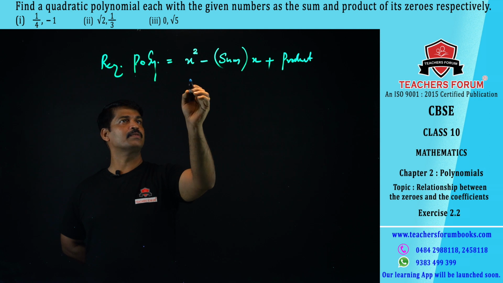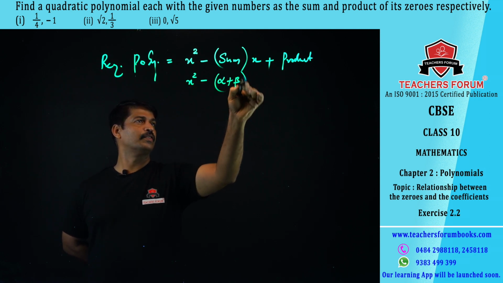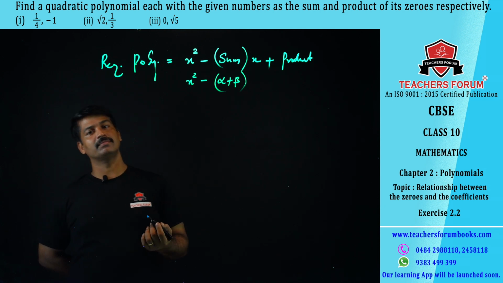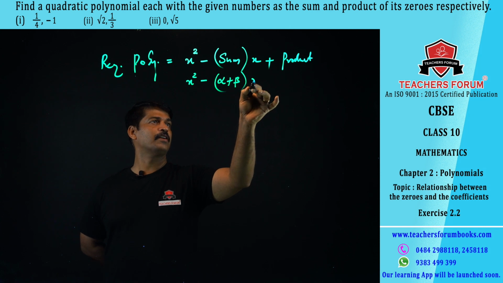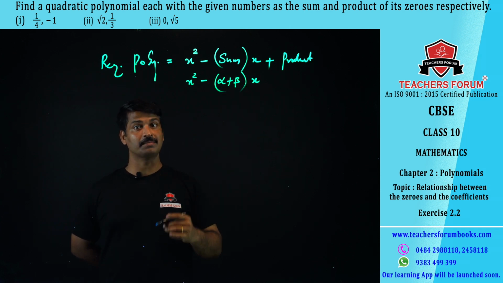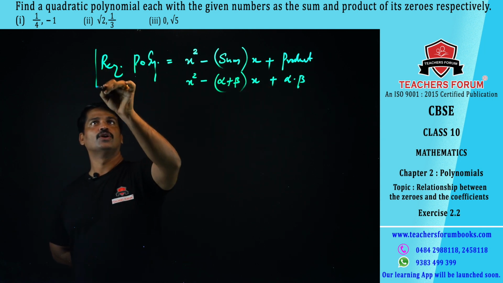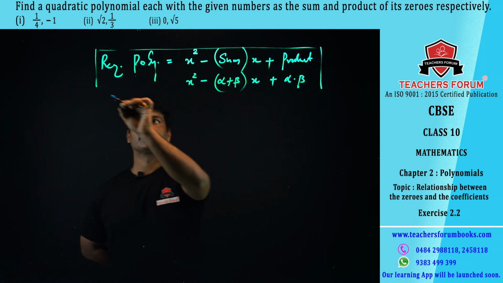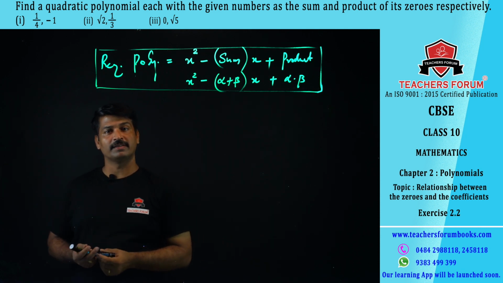Okay, what do you mean by sum of zeros? Sum of zeros is alpha plus beta. Okay, so if you know alpha and beta, you can form a quadratic polynomial using this relation, that is x square minus alpha plus beta into x, that is sum into x, plus product of zeros, that is alpha into beta. So you have to learn this relation by heart, okay, to solve this type of problems. Now let us solve the first question.